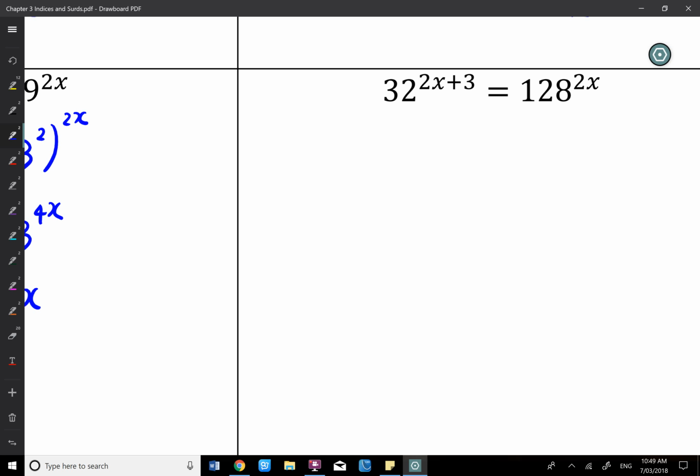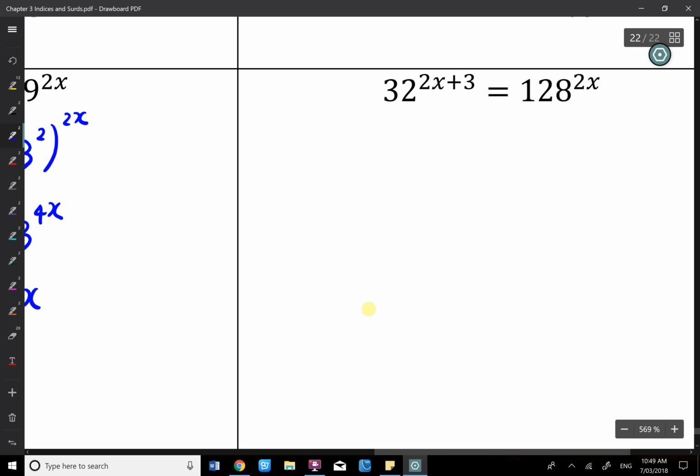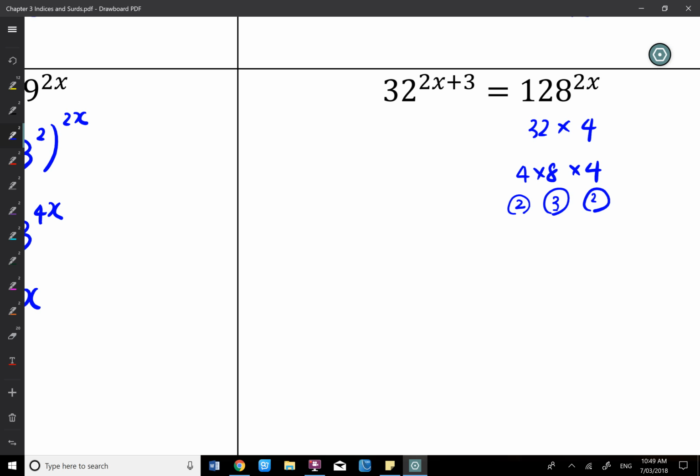Okay, next one. I can see that definitely will be base 2, but how many 2's are there? It's hard to count. But you can see 32. So 32 times 4 will give you 128. You can see that easily, right? What is 32? 32 is 4 times 8, and then times 4. So there are 2 2's, 3 2's and 2 2's. How many 2's do we have in total? 7, right? 2 plus 3 plus 2, there are 7 2's in 128.